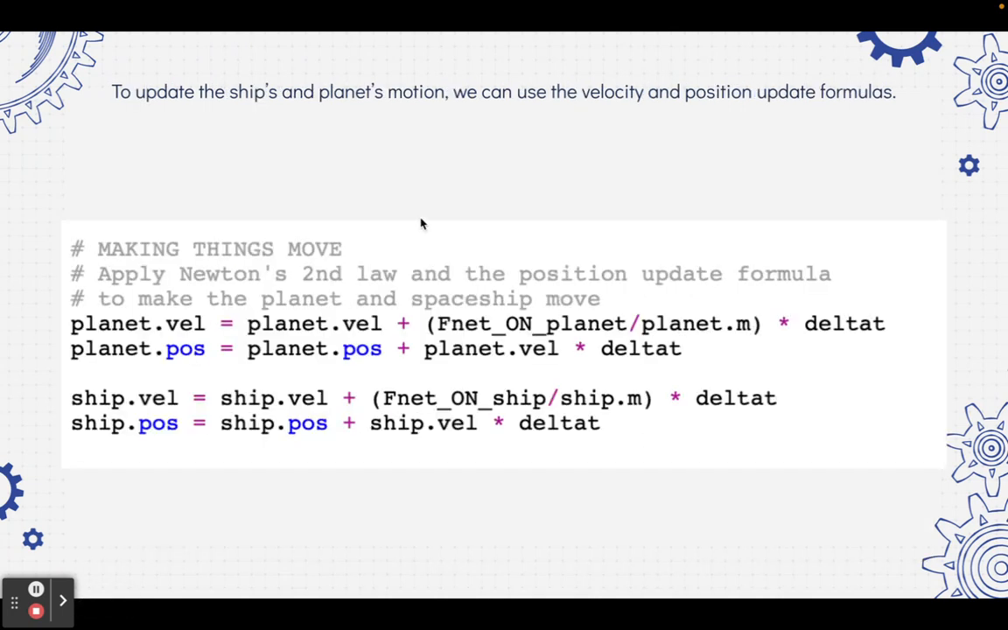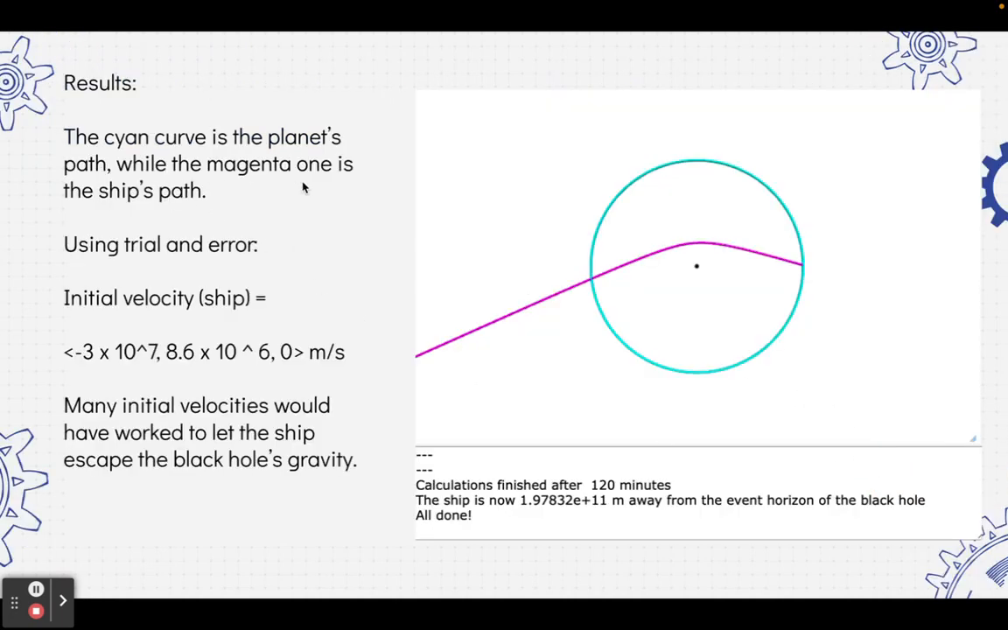Here, just using the law of gravitation, we calculate the position vector and plug everything in. So to update the ship's and planet's motion, we can use the velocity and position update formulas. And here are our results. Using trial and error, we found that the initial velocity could be this value. And we can say that many initial velocities would have worked to let the ship escape the black hole's gravity.